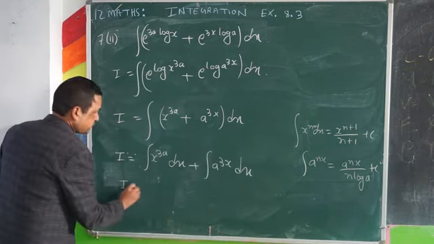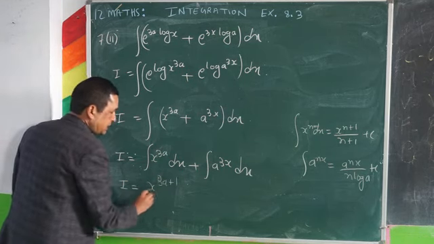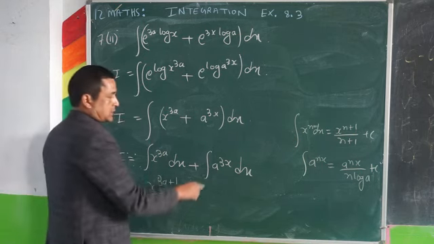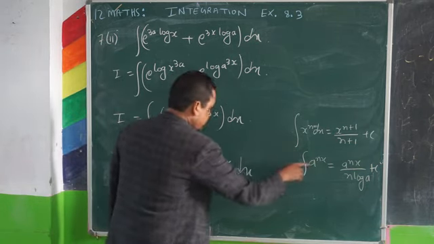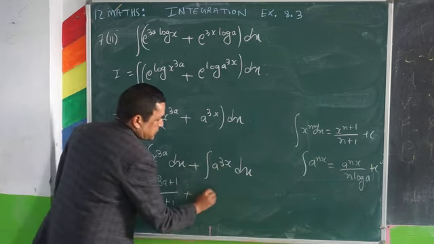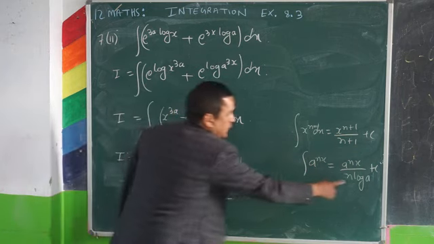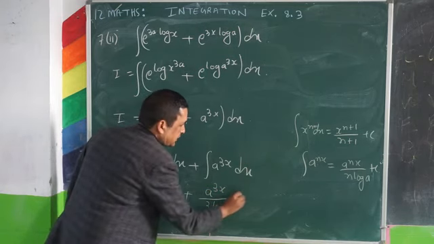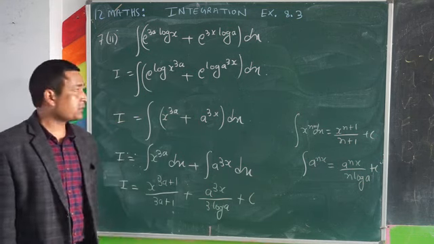We use the power formula to do the integration. Then I equals, according to the power formula, whatever power of x is there, you just add 1 and divide by the new exponent. Then plus the integration of a to the power nx, the same formula, where in place of n we have 3. That means a to the power 3x divided by n log a, here 3 log a, plus c. This way we do the integration by converting the function into a simple form.